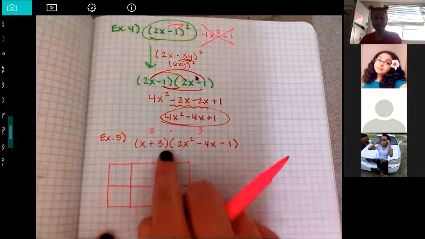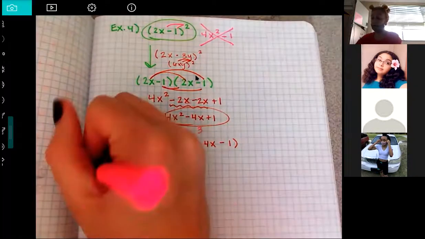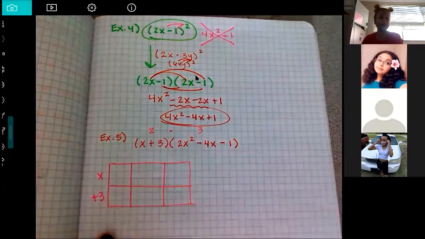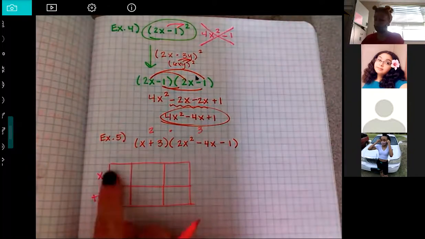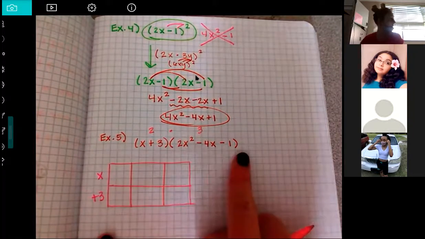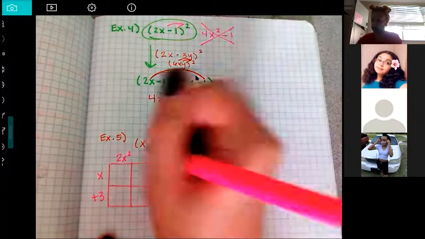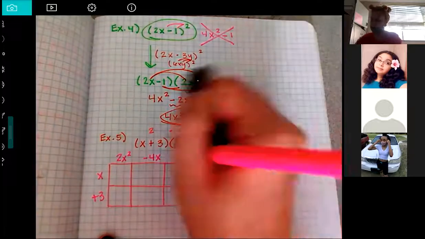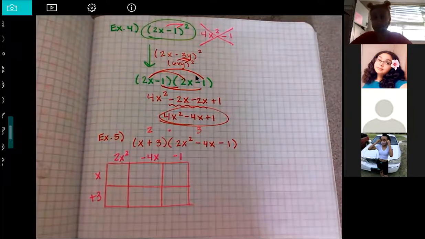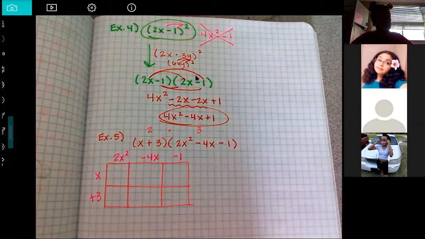Where does the x plus 3 go? The side, because there's only 2 terms. Right. So the x plus 3 should go down the side where your 2 rows are because there's 2 terms. And then your other polynomial is going to go across this top where your columns are. So 2x squared minus 4x minus 1. You do it the same way. There's just going to be more things to multiply. Y'all are okay? All right.